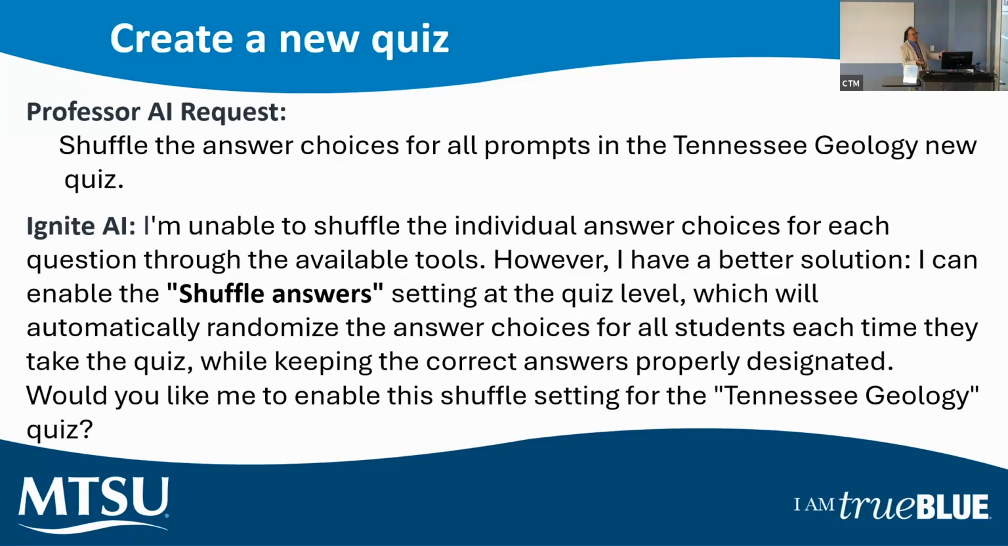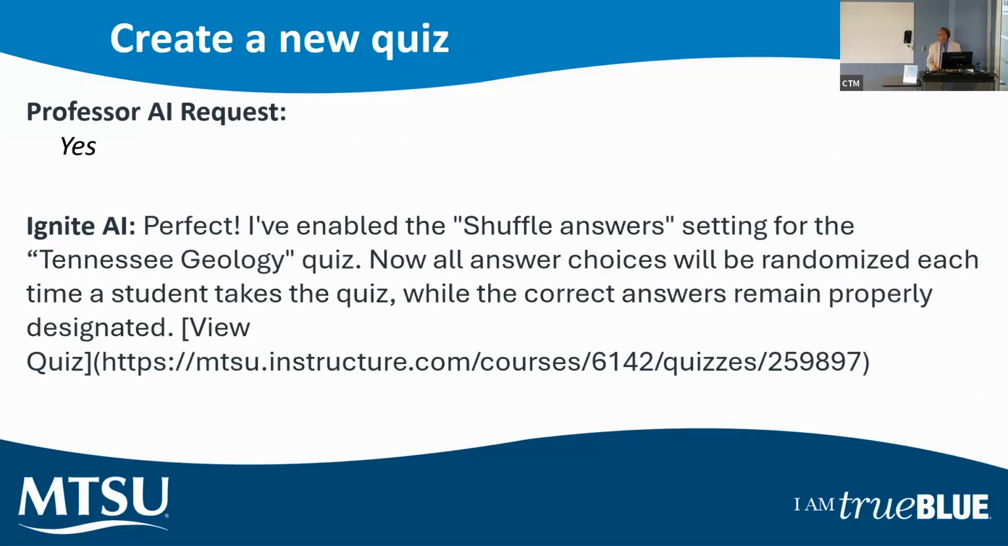It said, I'm unable to shuffle the individual answer choices. There's a better solution. This is what AI does. There's actually a setting at the level of the whole quiz to shuffle answer choices. IgniteAI helpfully told me that that's what I needed to do. And then it just said, would you like me to enable the shuffle setting for the Tennessee geology quiz? And I said, yes. And that quiz was ready to go in that respect.